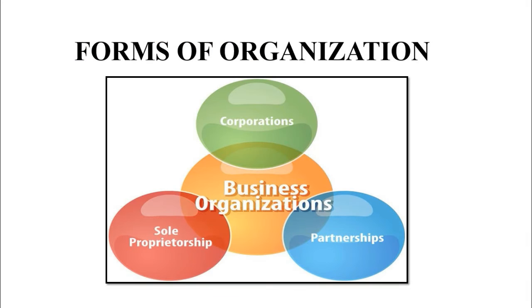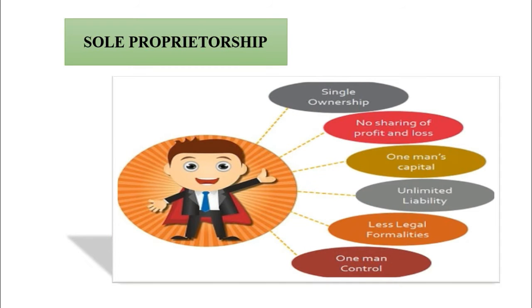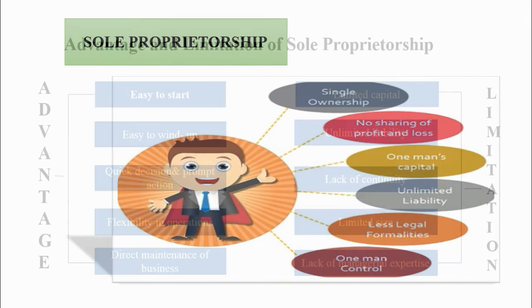So, forms of organization. Business organizations have 3 forms: the corporations, the partnerships, and the sole proprietorship. Next, sole proprietorship. This is a single ownership, no sharing of profit and loss. This is one man's capital, unlimited liability, fewer legal formalities, and one man control.